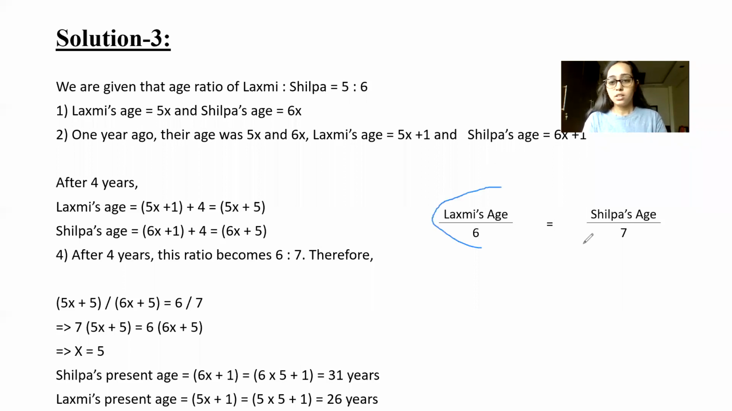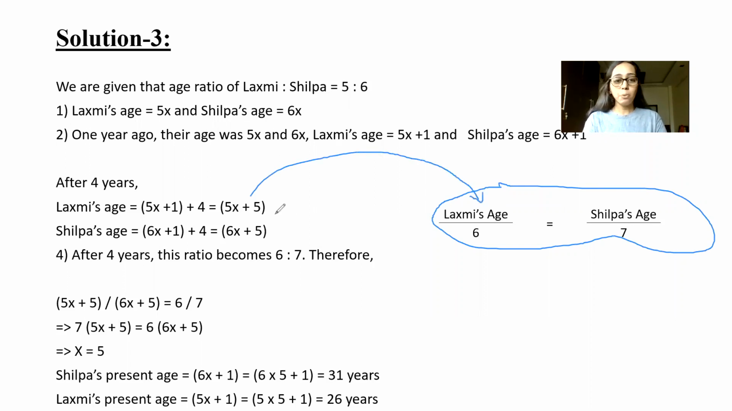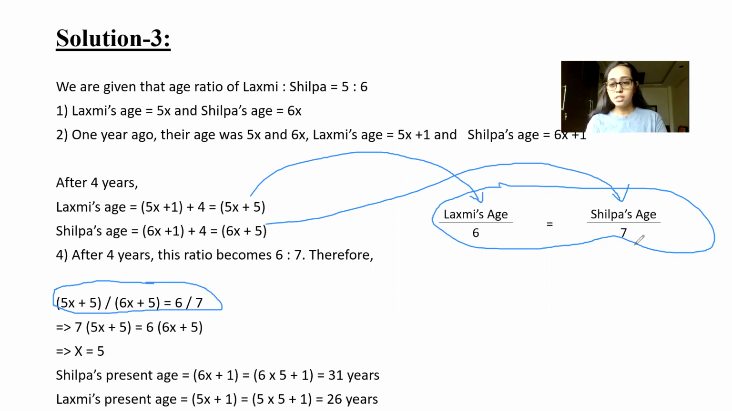So we'll substitute this value here for Lakshmi and this value here for Shilpa, and form an equation like this. So we have 5x plus 5 over 6x plus 5 equals 6 over 7. Now we'll just cross multiply this. This 7 will go here and 6 will go here, right? So when we cross multiply, we get this statement.